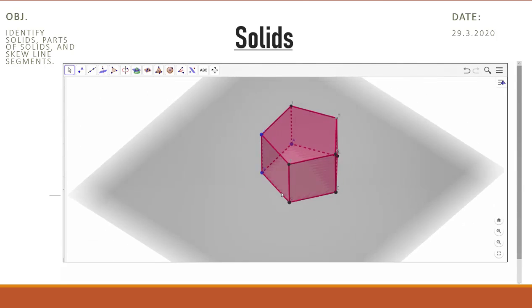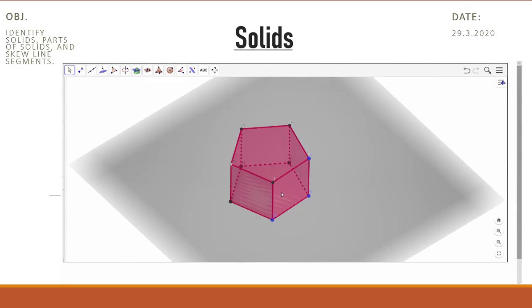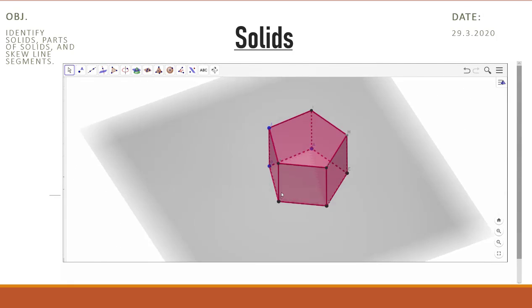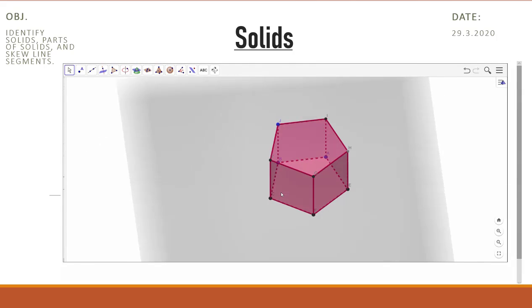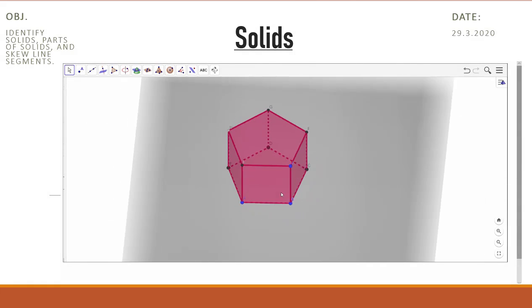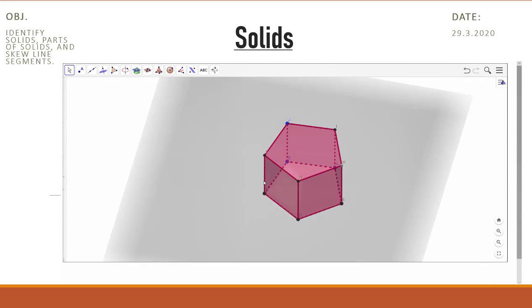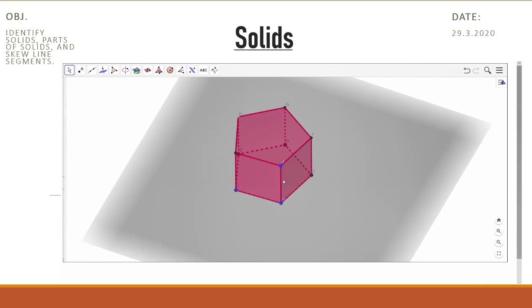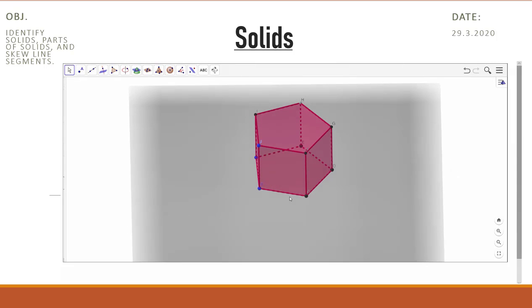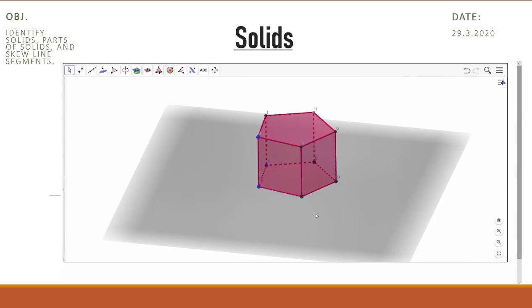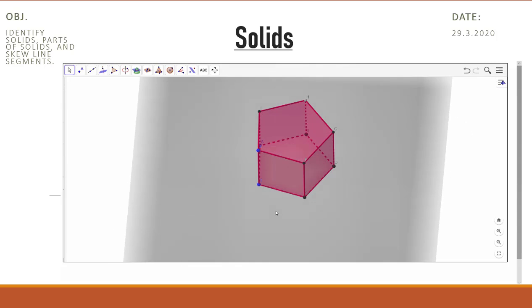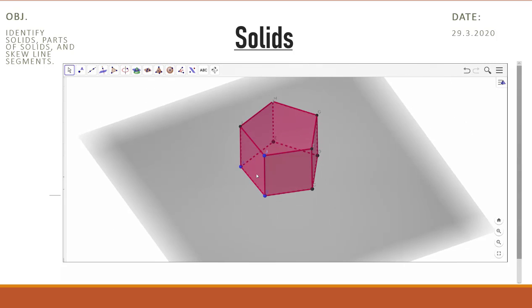This is a prism. A prism is a solid with two parallel faces that are congruent polygons. The lateral faces are parallelograms, and it's named corresponding to the shape of the base. In this case, we have 5 sides in the base, so this is a pentagon, and this is a pentagonal prism.